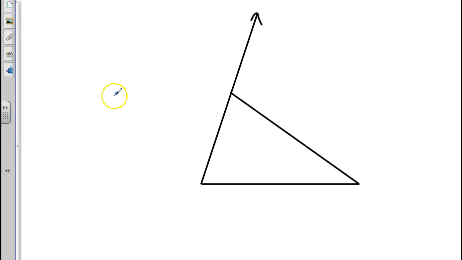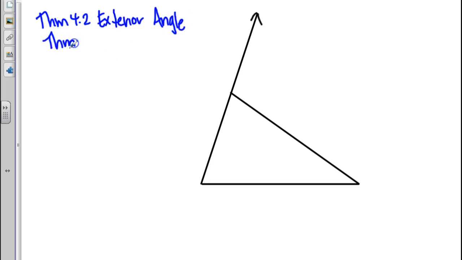All right, here's our next problem. The next theorem, Theorem 4.2, is the exterior angle theorem. Theorem 4.2, exterior angle theorem. And it says the measure of an exterior angle, so an angle outside the triangle, is equal to the sum of the measures of the two remote interior angles.